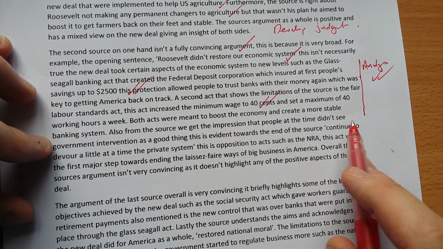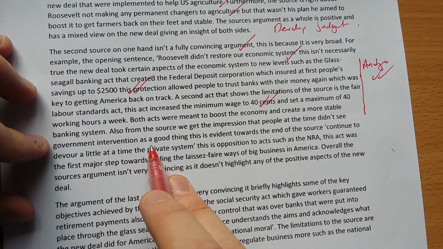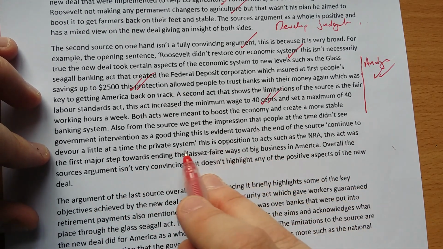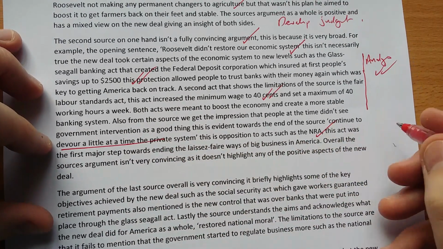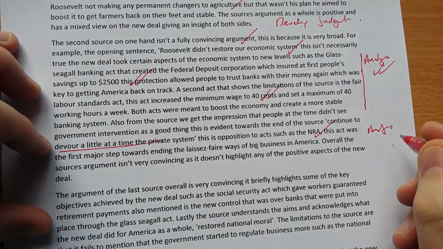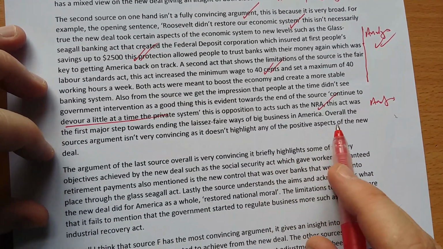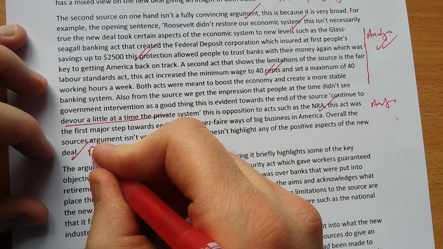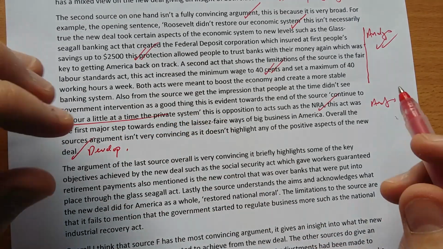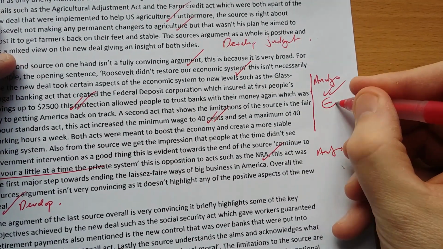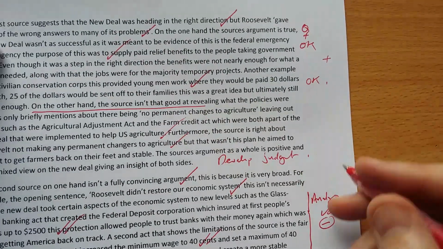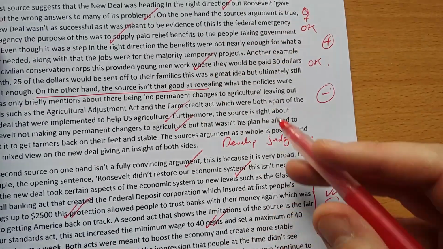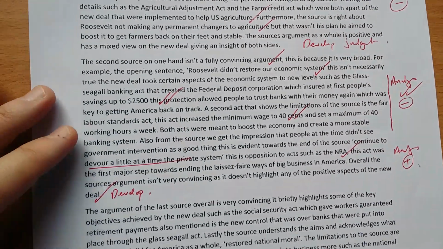Also from the source we get the impression that people didn't see the government intervention as a good thing. This evidence towards the end of the source. Yep, this is good, and opposition to acts. So we've got the quote, we've got the supporting analysis by own knowledge, which is good. And we're reaching a reasonably sustained judgment. Overall, it isn't very clear. Again, I think the judgments could be developed, but we've got discussion of the negatives and the positives, the agreements and the disagreements. So apart from developing the judgment, this is looking like a pretty good essay.